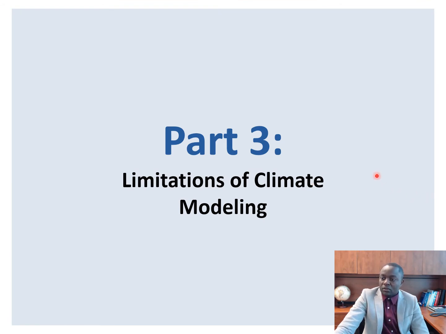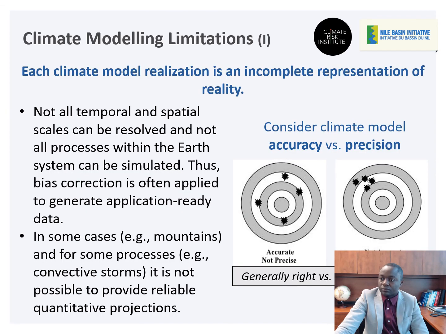Part 3. We will now look at limitations of climate modeling. Each climate model realization is an incomplete representation of reality. We do not have information about all the climate processes that occur in reality in order to represent them in climate models. So keep that in mind, that climate models are not always perfect.